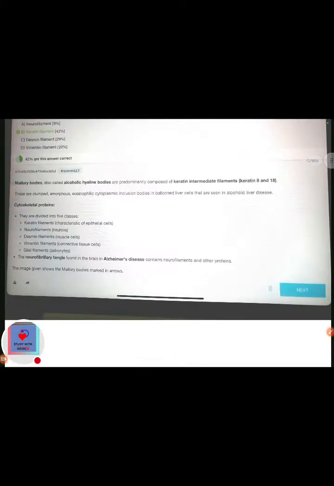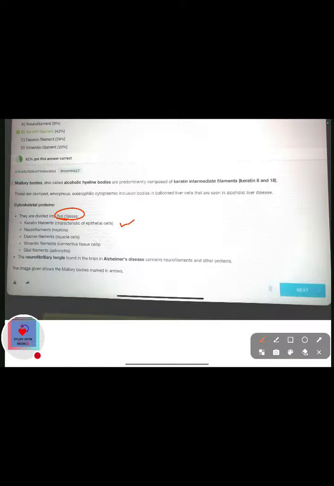If you see the cytoskeletal proteins, they are divided into five classes. Keratin filaments are characteristic of epithelial cells, neurofilaments for neurons, desmin filaments for muscle cells, vimentin filaments for connective tissues, and glial filaments for astrocytes. So learn these. There are five different types of cytoskeletal proteins.